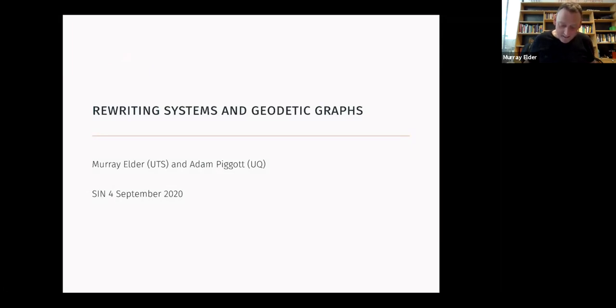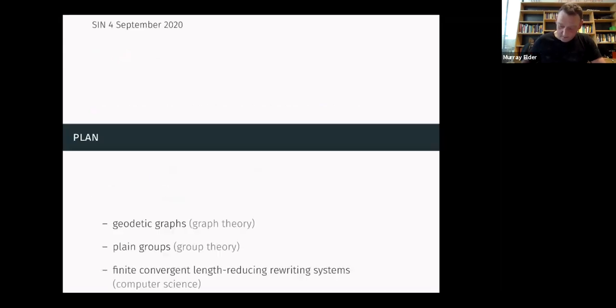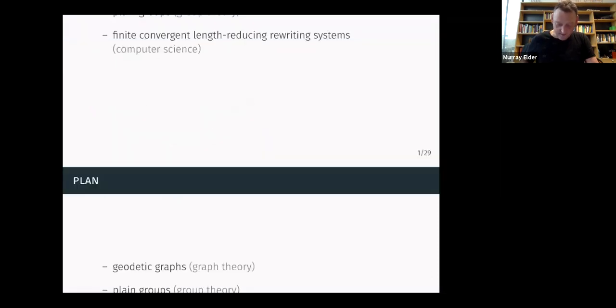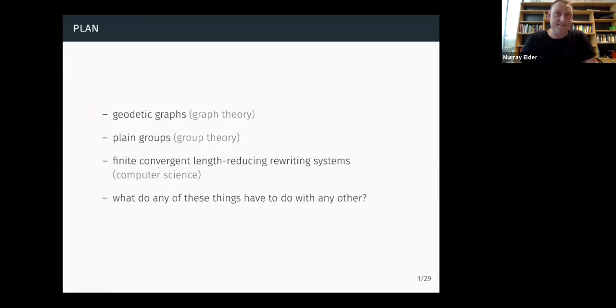question. So today I want to talk about new joint work with Adam Piggott, who is here, concerning rewriting systems and geodetic graphs. So the plan is to talk about geodetic graphs, which is graph theory, plane groups, which is group theory, and finite convergent length reducing rewriting systems, which is computer science. And what on earth do any of these things have to do with any other? Anyone know? Then I can stop if you already know.